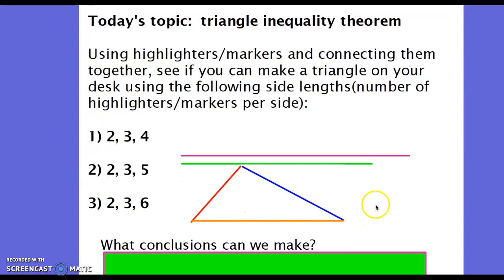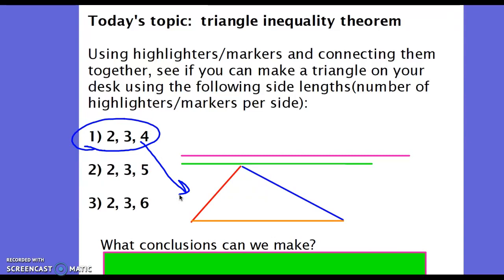Okay. The triangle that you have in front of you should look something like the triangle that I have here on the screen. So if you look at my triangle, it is possible to make a triangle with these 3 side lengths of 2, 3, and 4, as displayed down here. Let's go ahead and move on to number 2.